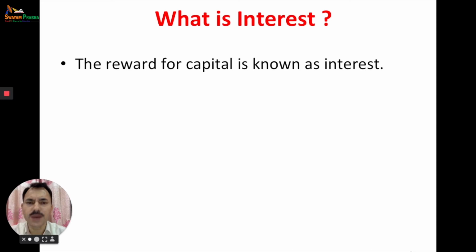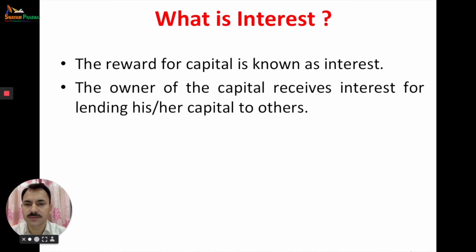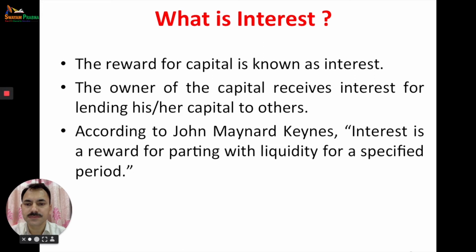Basically, interest is the reward for capital, or you can say reward for capital is known as interest. Payment made for the use of capital is interest. The owner of capital receives interest for lending his or her capital to others. Keynes says that interest is a reward for parting with liquidity for a specified period. Liquidity, cash, parting from the particular person for a specified period, and the reward given to him for this parting with liquidity for a specified period is called interest.